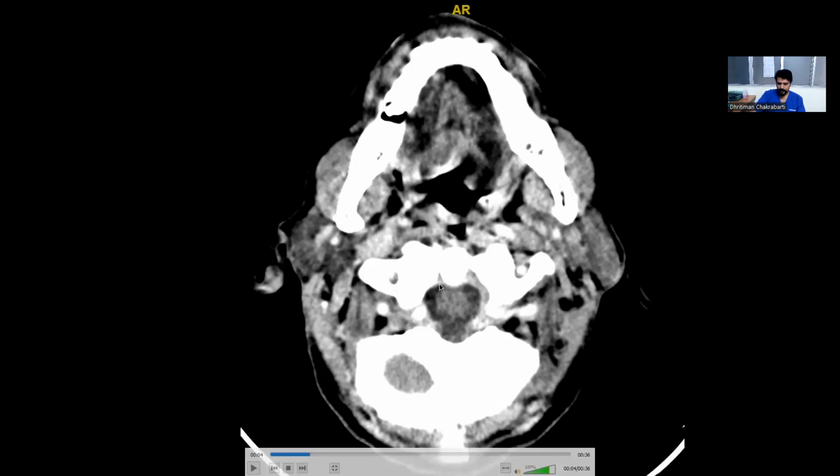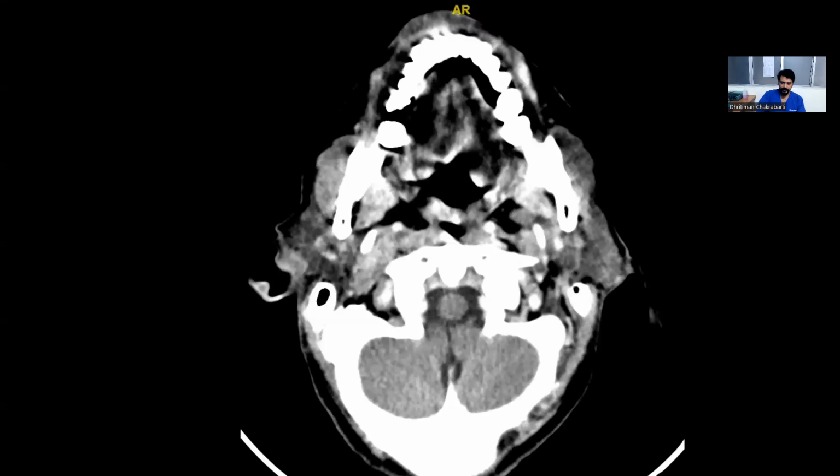Okay, so here you are able to see the dens. This is the body of the C2 vertebra, and you are able to see the C1 vertebra. Let's continue up. Okay, now you have officially reached the foramen magnum. You are able to see the cerebellum here.